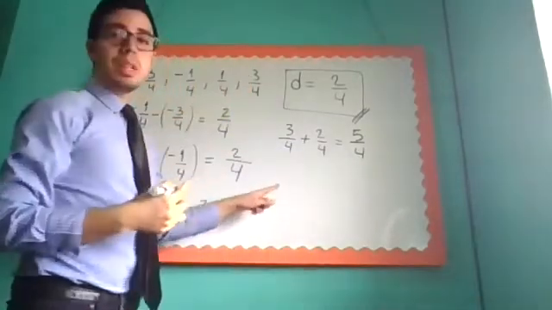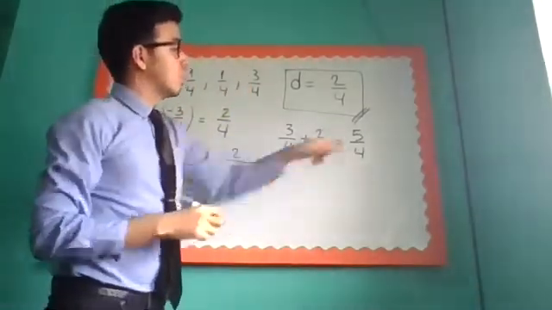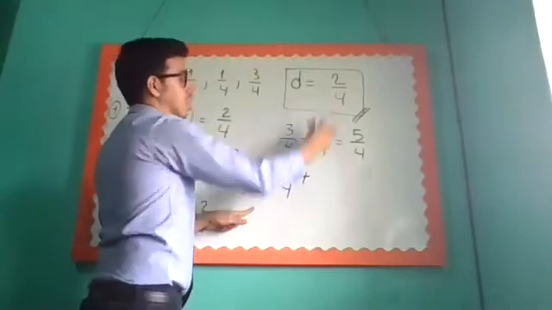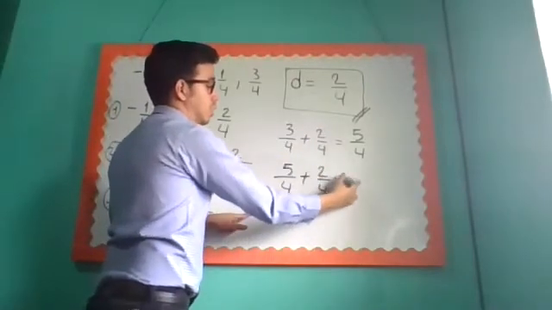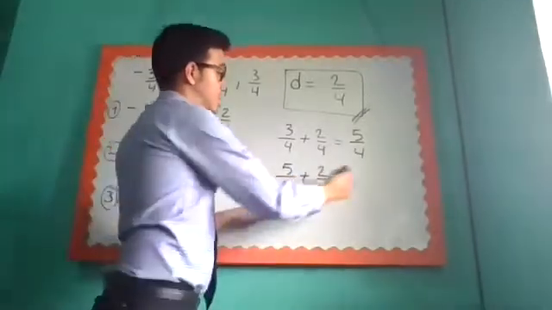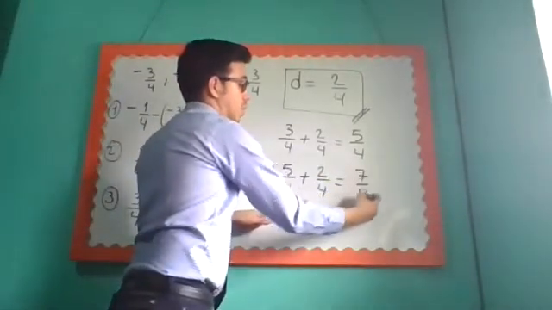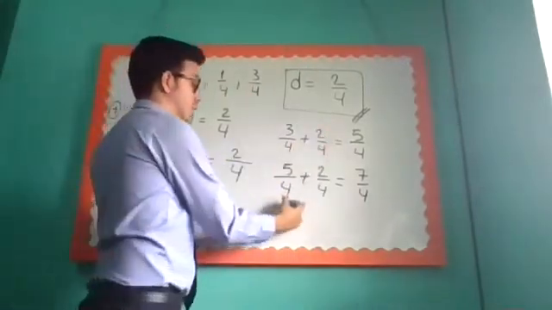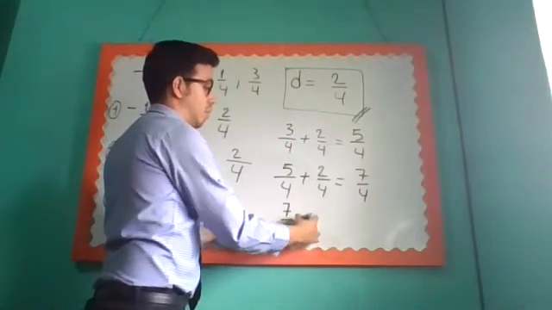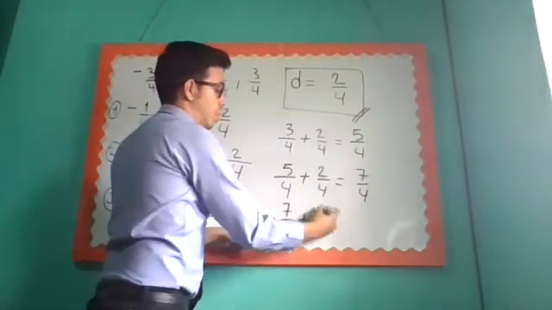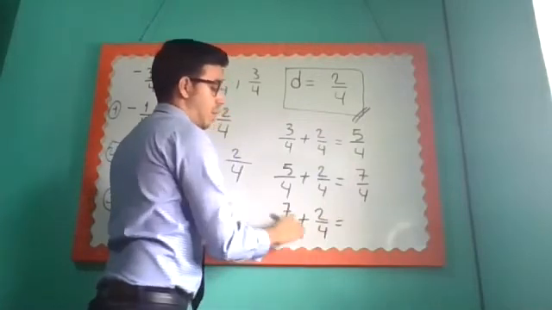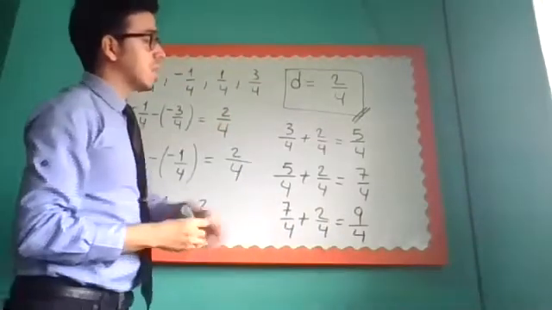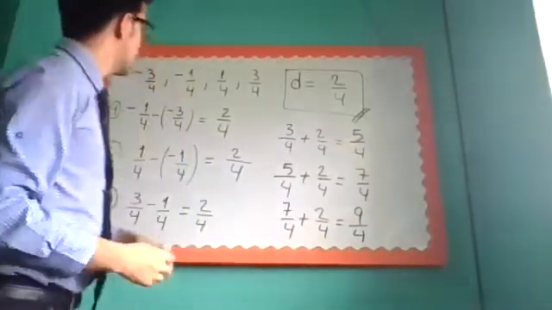Later, you want to obtain the next one. So you take the 5/4 and add the common difference, 2/4. 5 plus 2 is 7/4. Again, you do the same. You take this number and add the common difference, 7/4 plus 2/4. 7 plus 2 is 9, and you keep the same denominator, 4. So these are the next three terms of the arithmetic sequence.